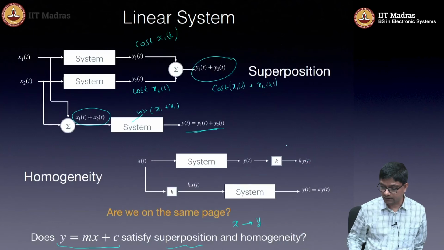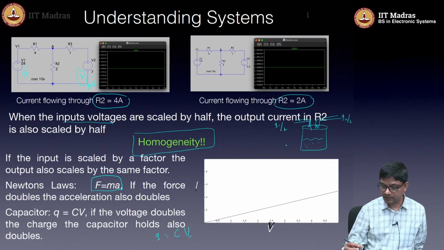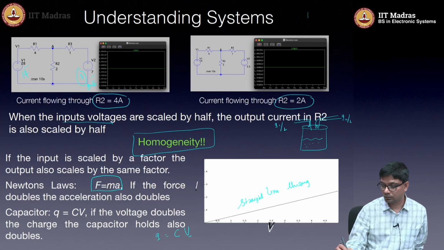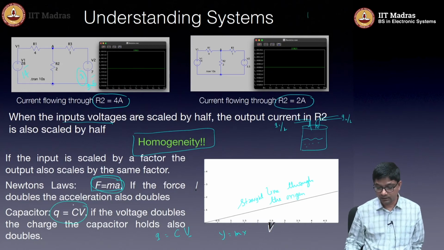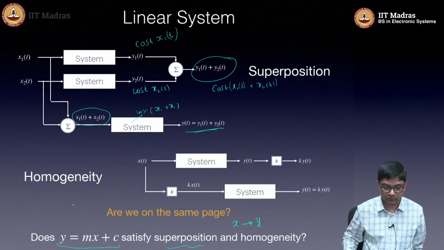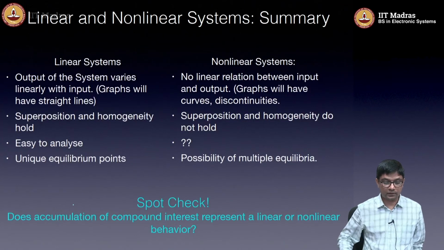If I checked here, this curve was just a nice straight line through the origin. That is essentially a line of the form y equal to mx, and these are also of the same nature: Q equal to CV, F equal to ma, and so on. So where are we after all this?